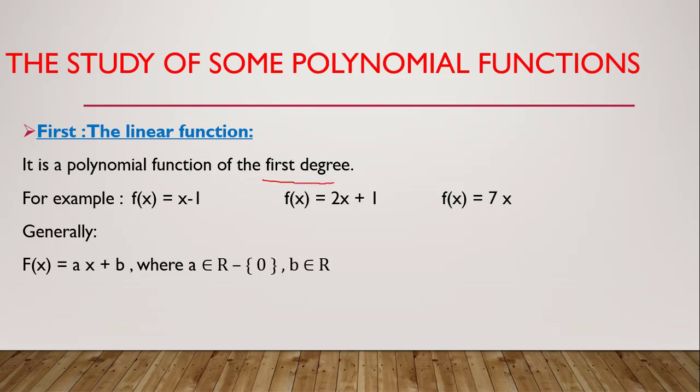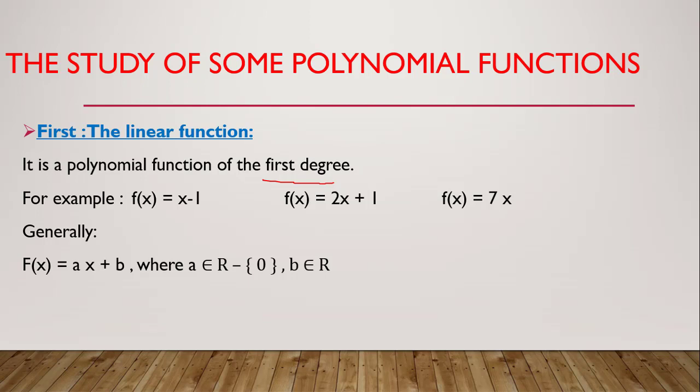Okay. We studied how to decide the degree of the polynomial. This is the highest power of its terms. Here, for example, f of x equals x minus 1. This is a polynomial function from the first degree, so it's a linear function. Also, 2x plus 1 is a linear function, and f of x equals 7x is a linear function.